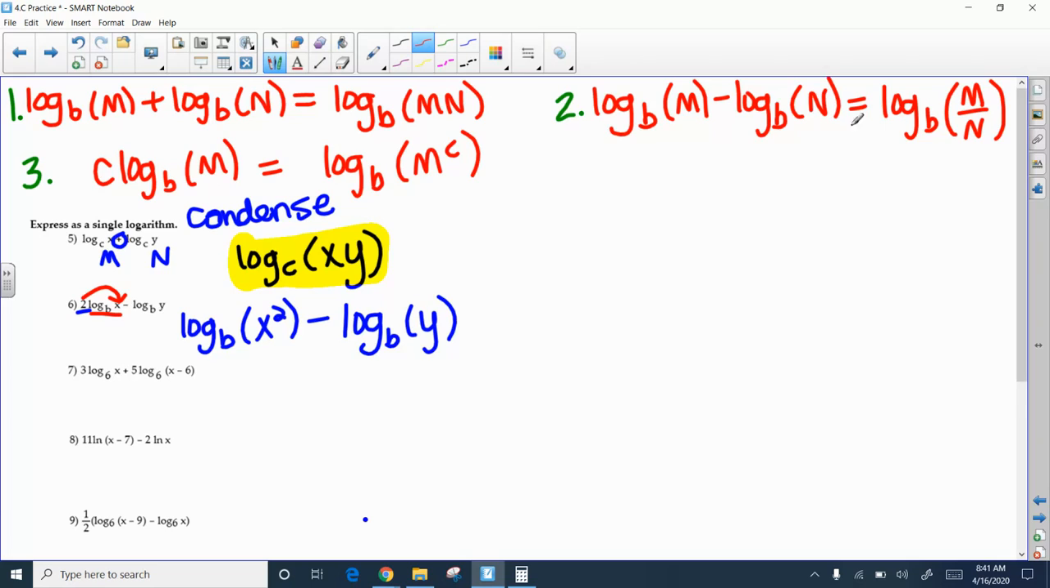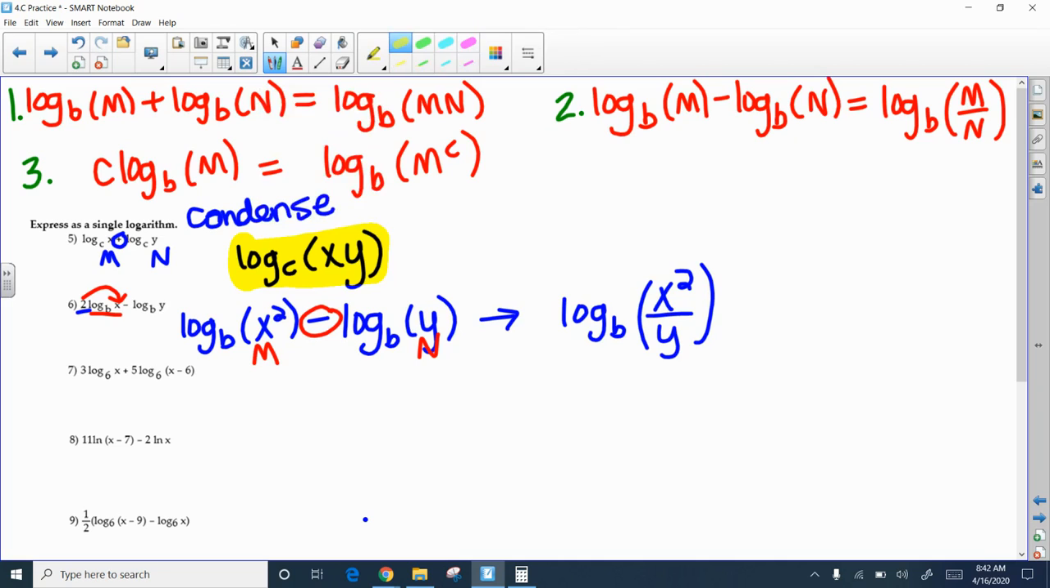All right, now we can see that this looks like the second property because there's a minus sign. So this is the m and this is the n. So when I combine it, I can rewrite this. It's still going to be log base b, the base doesn't change, of m divided by n. So it's going to be x squared divided by y. And now it's condensed into one logarithm.